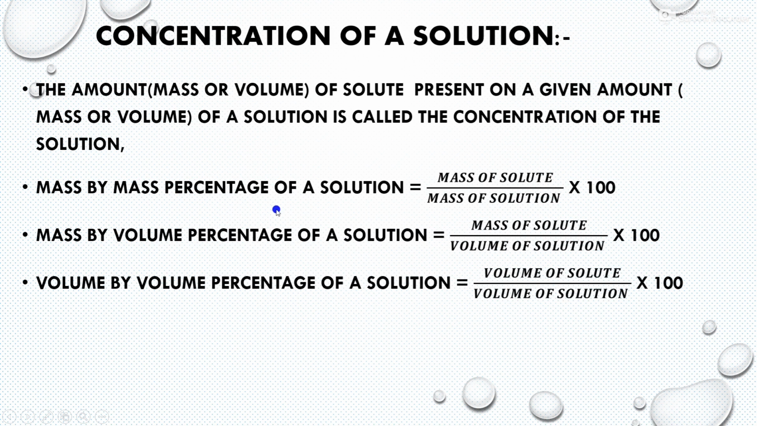Mass by mass percentage of a solution is equal to mass of solute by mass of solution multiplied by 100. Mass by volume percentage of a solution is equal to mass of solute by volume of solution multiplied by 100. Volume by volume percentage of a solution is equal to volume of solute by volume of solution multiplied by 100. So we are going to solve some mathematical questions based upon these formulas in the next video, in which we will discuss various question answers from this chapter.